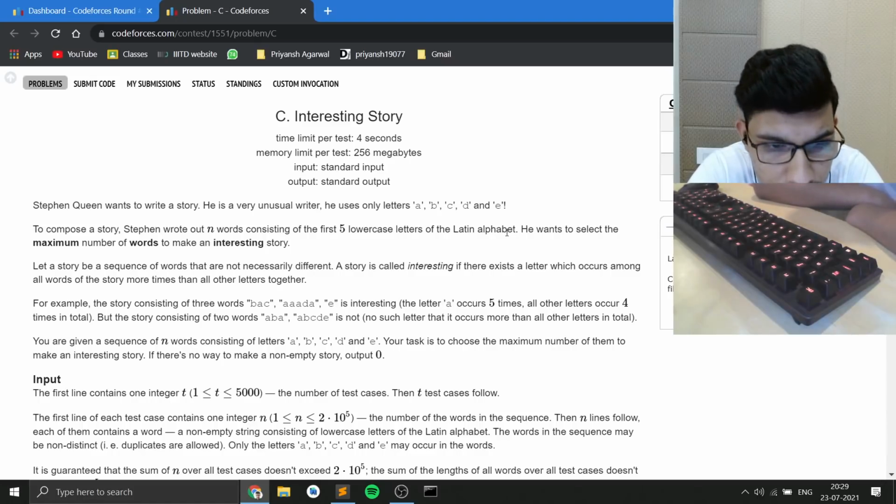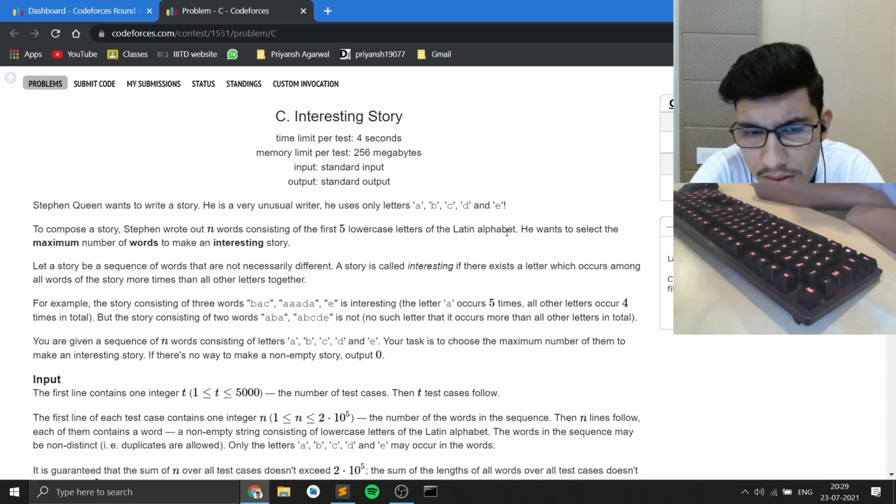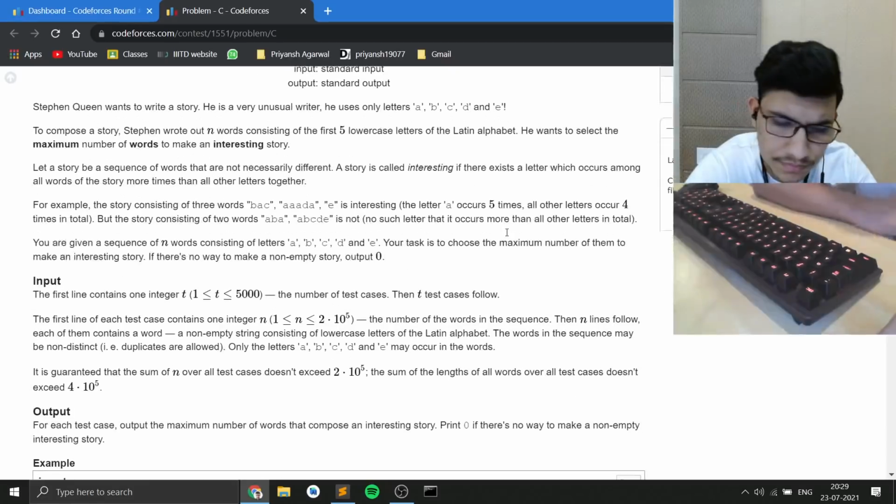Okay. You're given a sequence of n words consisting of letters. Your task is to choose the maximum number of them to make an interesting story. If there is no way to make a non-empty story, output 0. Okay.